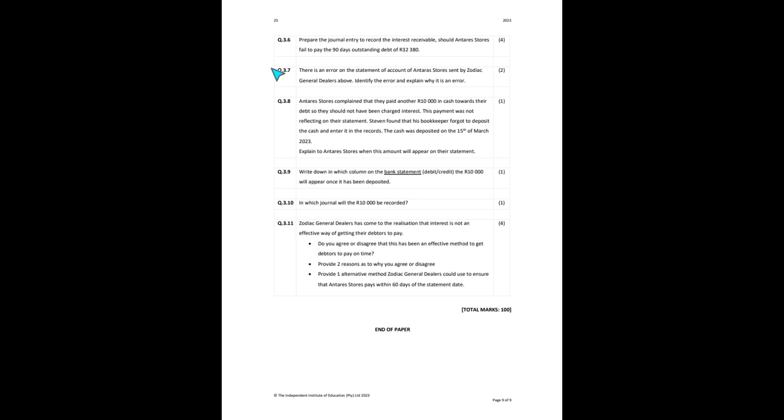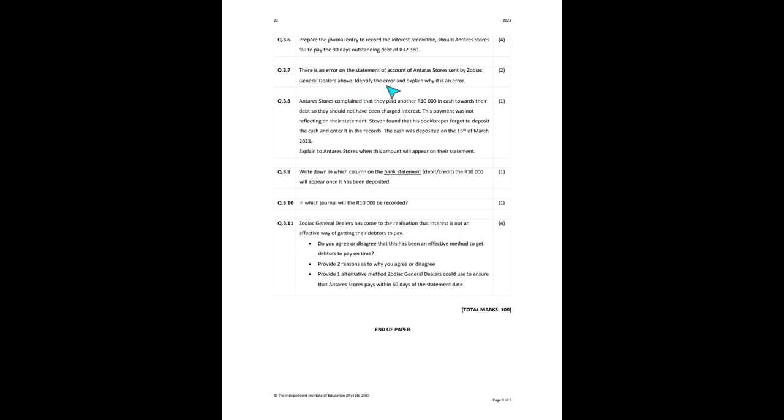So 3.6. So here again was the journal entry to record interest receivable. You'll also find that info on your lesson plan. So over here, there is an error on the statement. So an actual bookkeeping error. The statement wasn't done correctly.